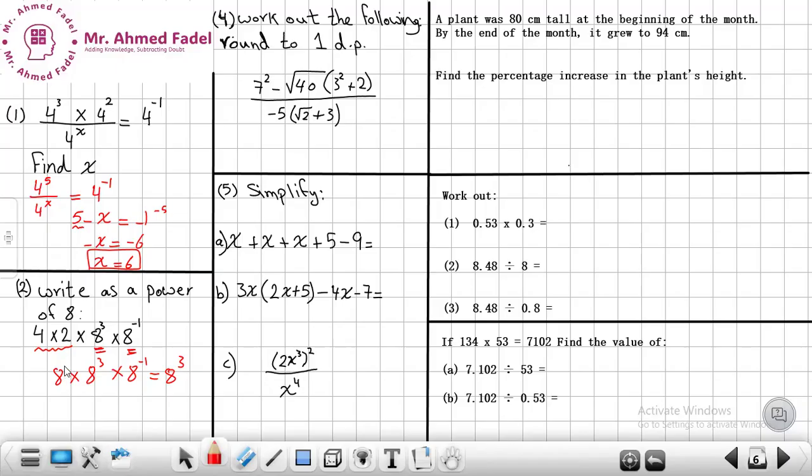We did 1 because here's 1. There is nothing else, which means 8 to the power of 1. 1 plus 3 is 4. 4 plus negative 1, which means 4 minus 1, is 3.